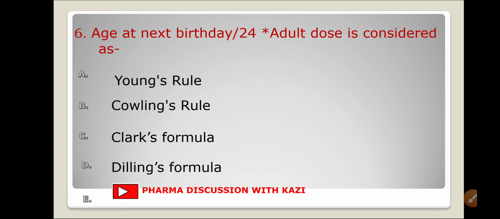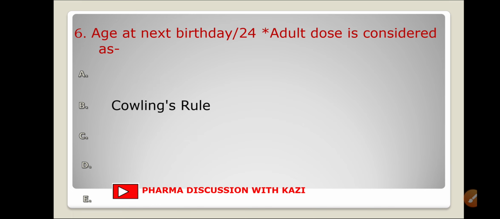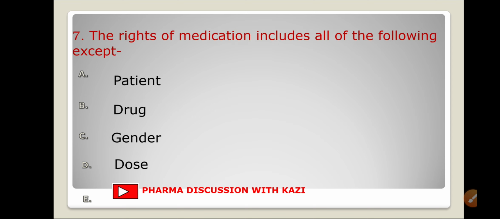Next question. Age at next birthday divided by 24 into adult dose equals child dose is considered as: Young's formula, Cowling's formula, Clark's formula, Dilling's formula. The correct answer is Cowling's formula. According to Cowling's formula, child dose equals age in years plus 1, or age at next birthday, divided by 24 into adult dose.